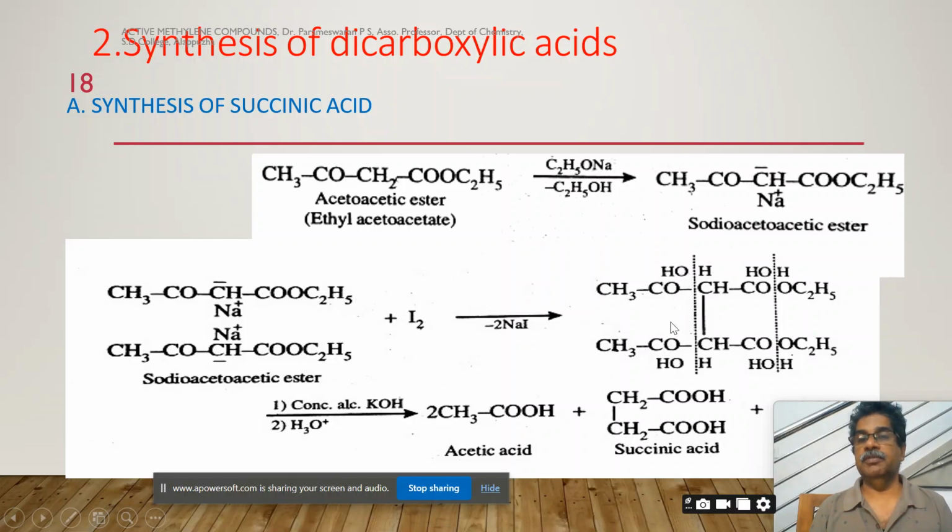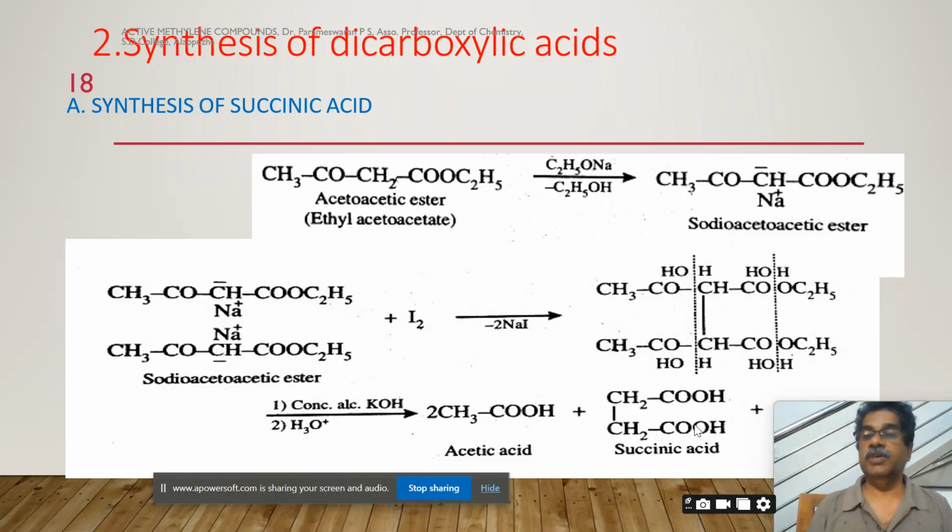So this part becomes acetic acid. The other part is CH2COOH, CH2COOH. That is succinic acid. Okay, you can synthesize succinic acid, that is a dicarboxylic acid, from acetoacetic ester.